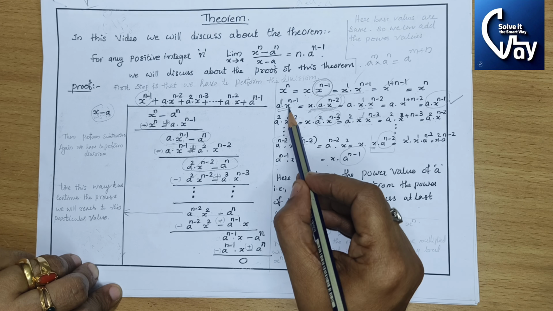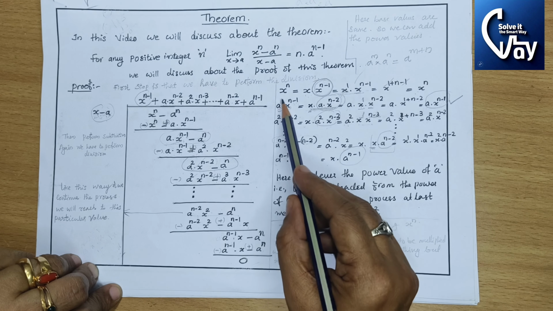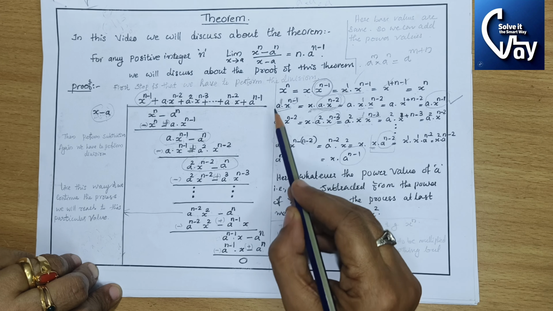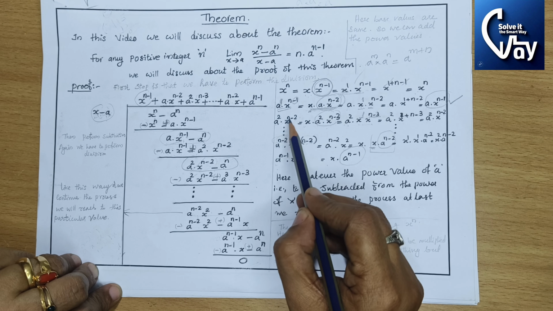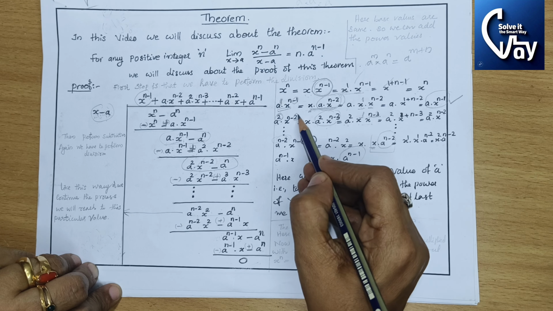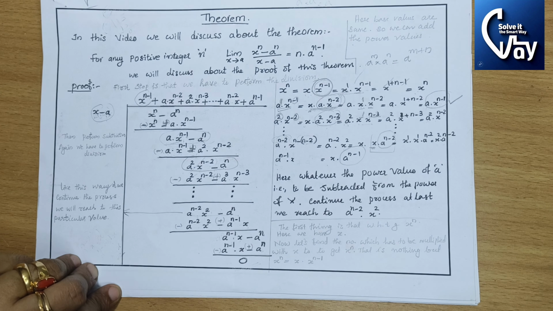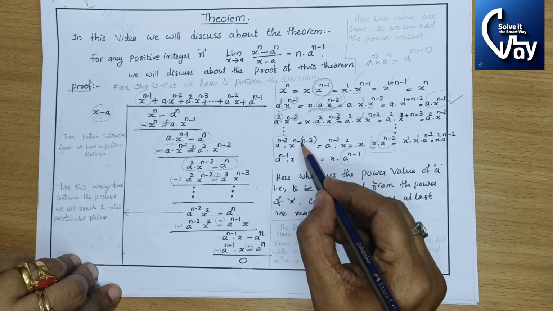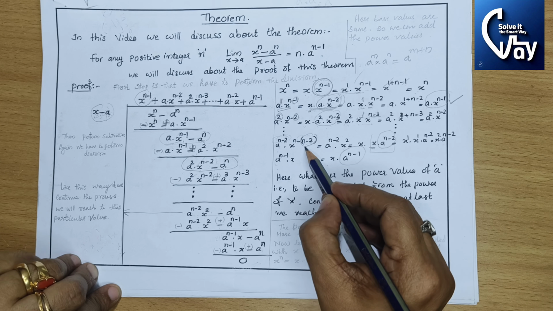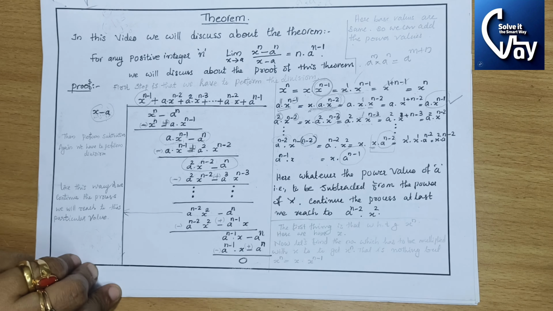a raised to 1 into x raised to n minus 1. a raised to 1 into x raised to n minus the power of a. a square into x raised to n minus 2. Here the power of a is 2. That is to be subtracted from the power of x. Here a raised to n minus 2 into x raised to n minus, the power of a is n minus 2. That power is subtracted from the power of x.